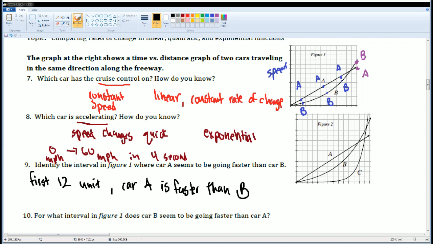For figure 1, does car B seem to be going faster than A? For what interval? Well, after this, I think I'm going to make this 12. So after 12 units, do you see how it flips? B goes on top. After 12 units, car B is faster than car A. And you could tell by that graph there.